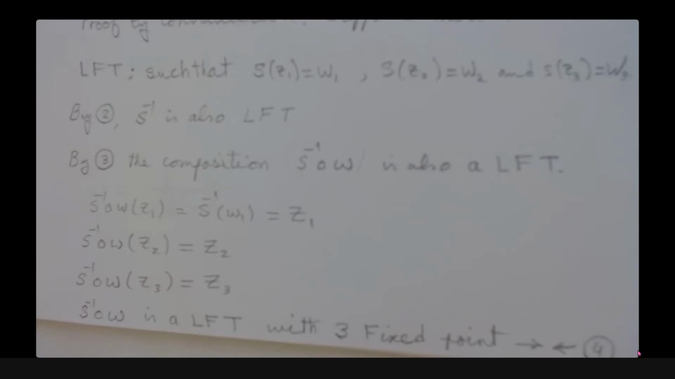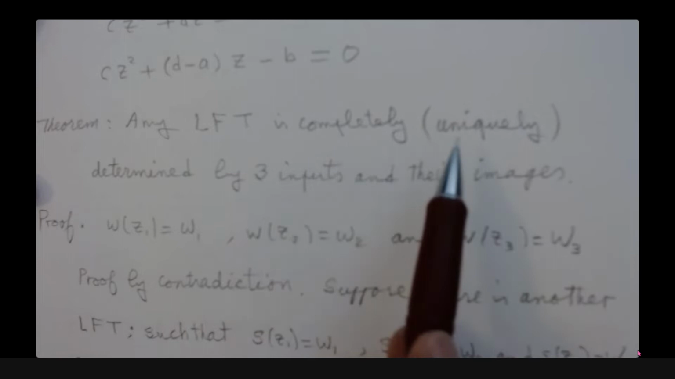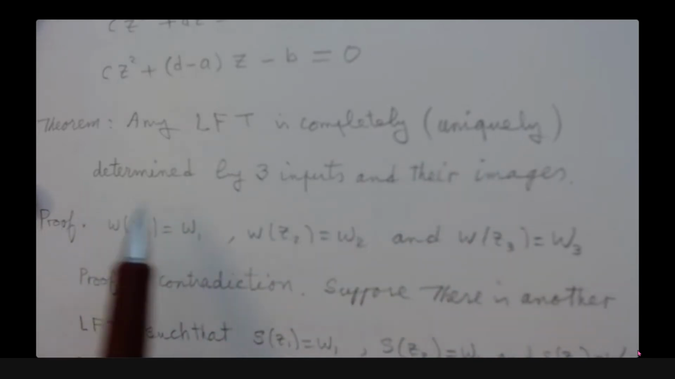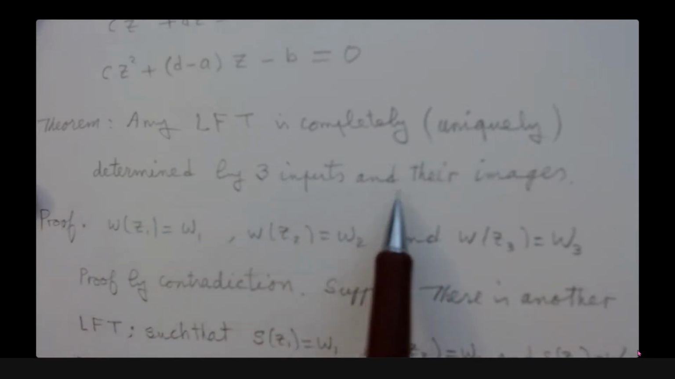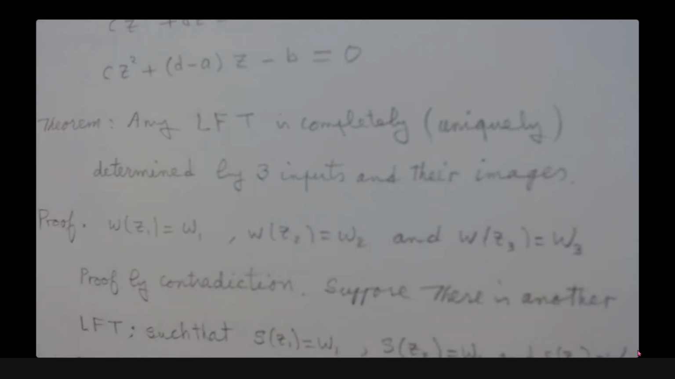Any comment, question about this proof of theorem? Are you done with that one so that I can go and give you an example? Remember, the fact is this. Any linear fractional transformation is completely and uniquely, of course, determined by 3 inputs and their images, all right? Now, here is an example.